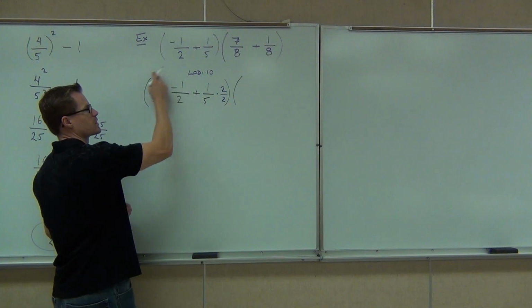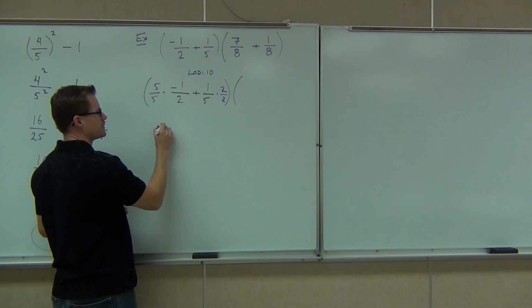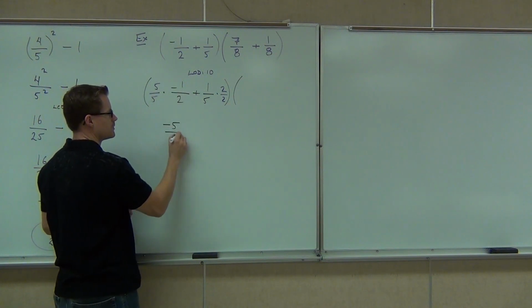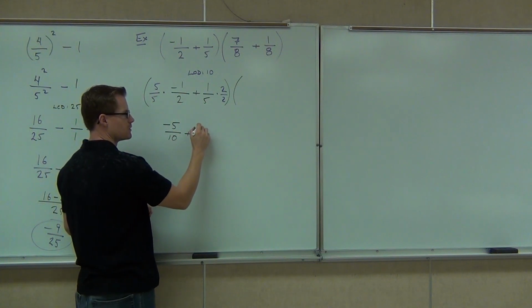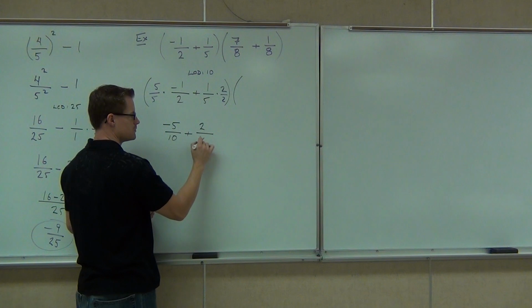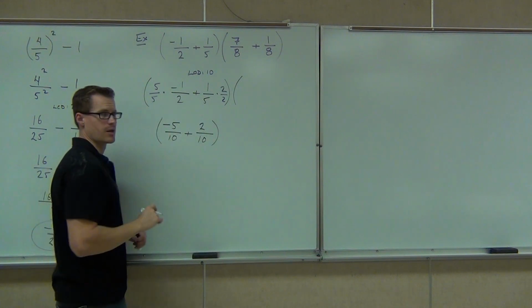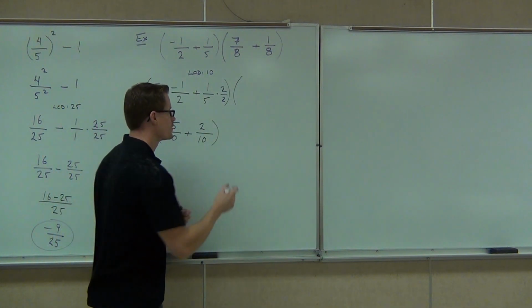What's this fraction going to become? 5/10. Negative 5/10. Plus how much? 2/10. Hey, right there, we got a common denominator. That worked for us. That's exactly what we wanted to have happen.